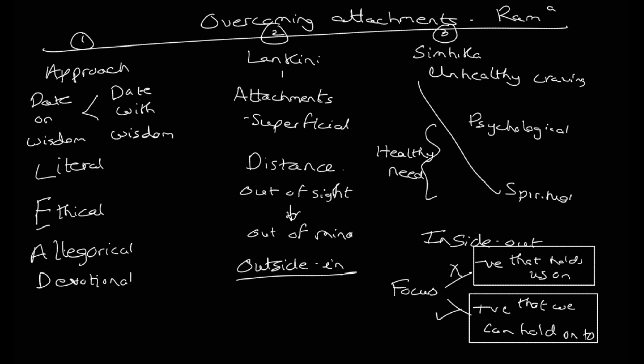That's why he did not get caught with Surasa much. But now, his ability to use his ability, we'll see how it is shown in the last two obstacles that he faces, Simhika and Lankini. Both of these represent attachments of different kinds.